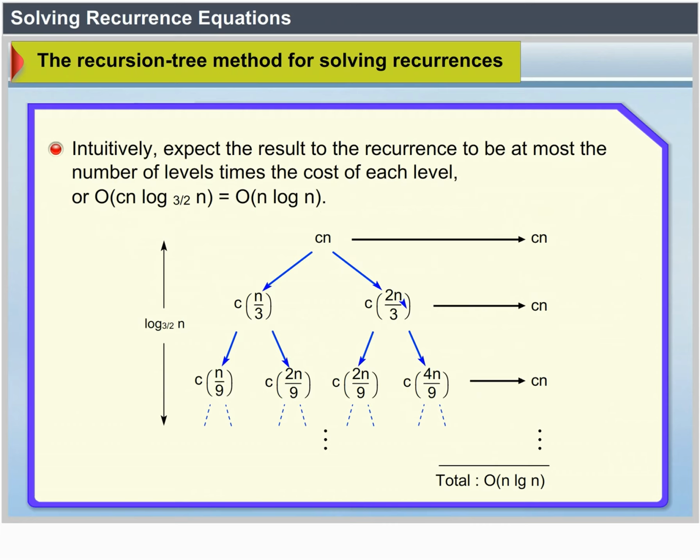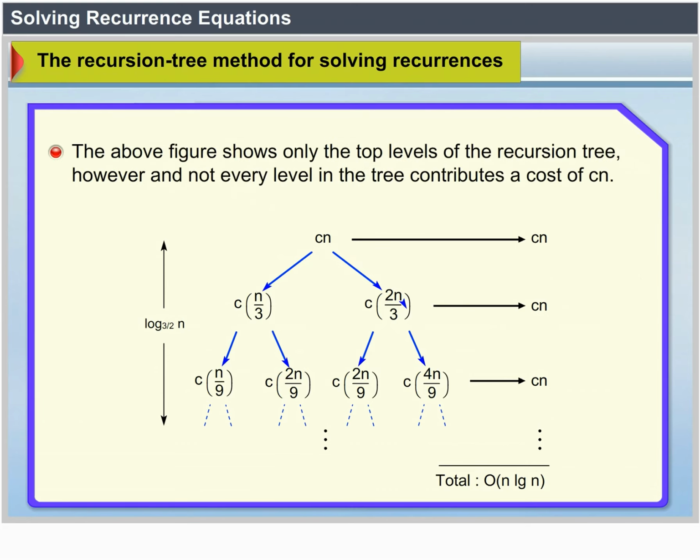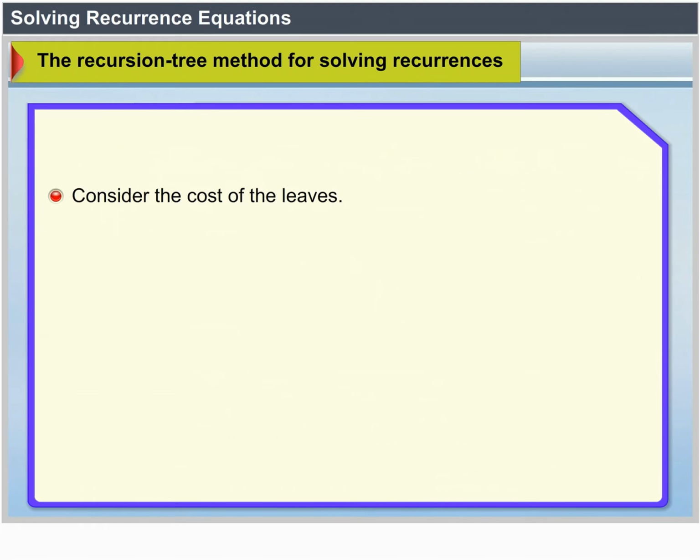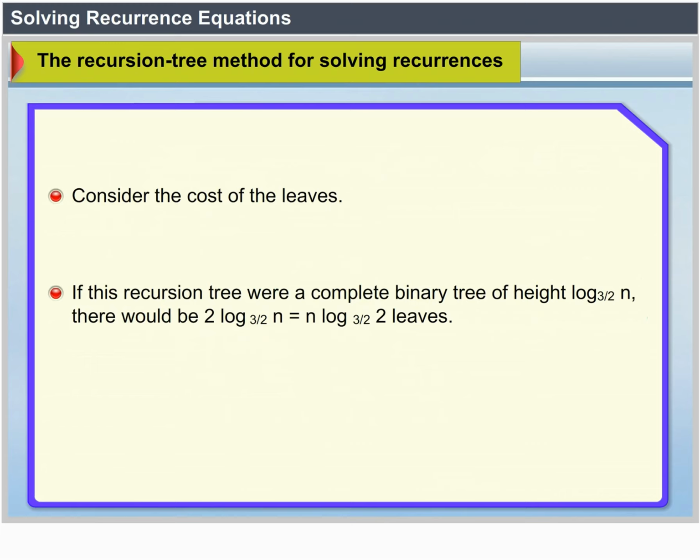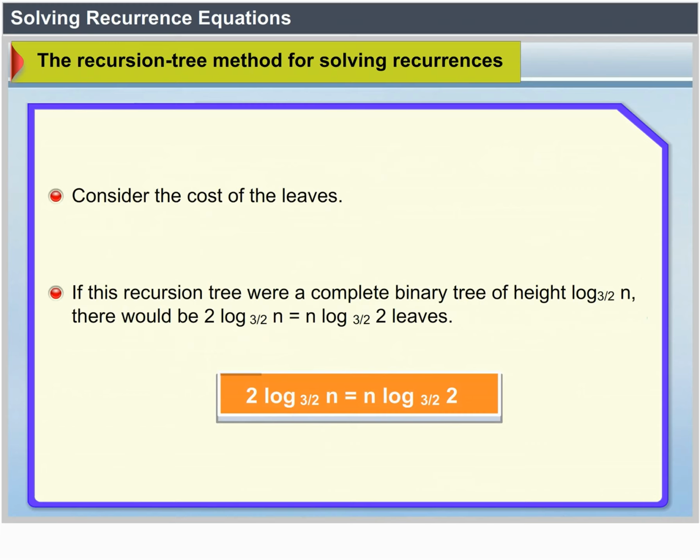This figure shows only the top levels of the recursion tree. However, not every level in the tree contributes a cost of cn. Consider the cost of the leaves. If this recursion tree were a complete binary tree of height log n base 3/2, there would be 2^(log n base 3/2), which equals n^(log 2 base 3/2), leaves.